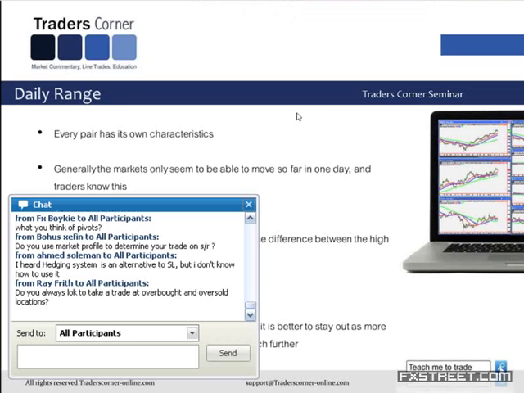I heard a hedging system is an alternative. Well, not really. I mean, you could look at it as an alternative to a stop loss, but why would you not just close out the position and then sell the opposite direction? Do you see what I mean? You can get yourself in a bit of a tangle hedging if you don't understand how to do it properly.